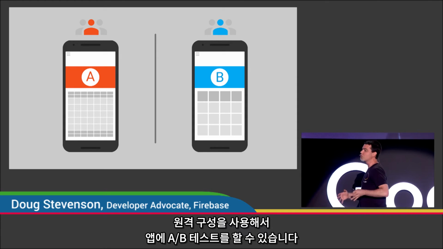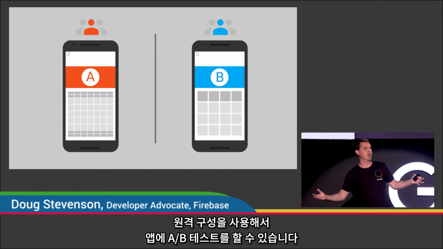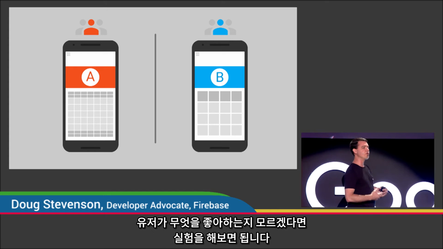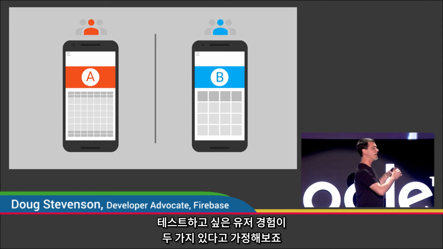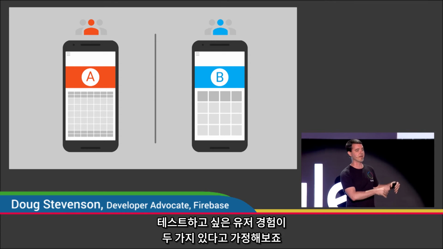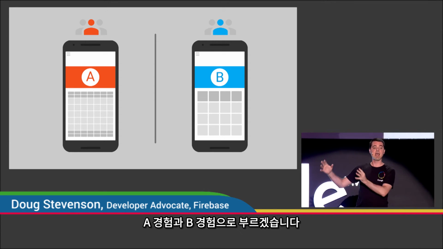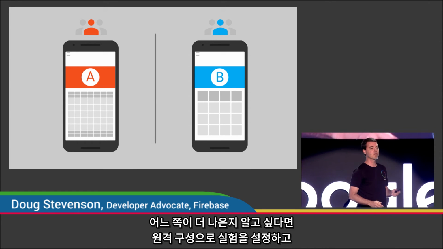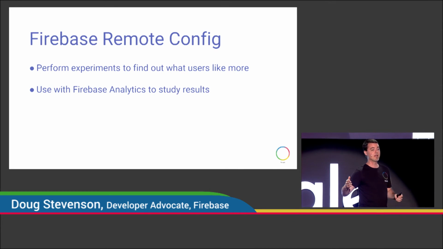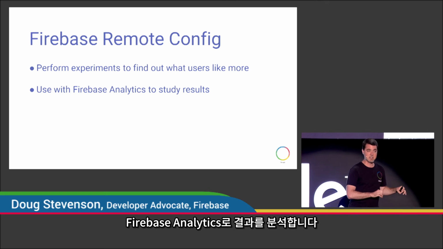Well, again, we can use remote config to perform an A/B test of your app. So if you don't know what your users like the most, just perform an experiment. So say you have 2 different experiences that you want to test, and we'll call that an A experience and a B experience. And if you want to know which one works better, use remote config to set up this experiment, and then use Firebase Analytics to study the results.